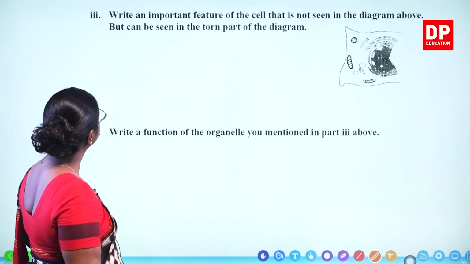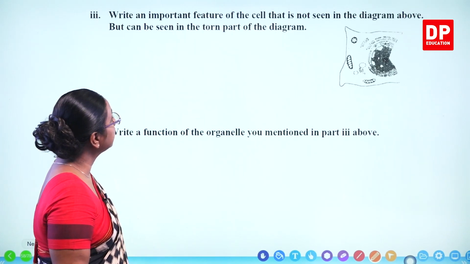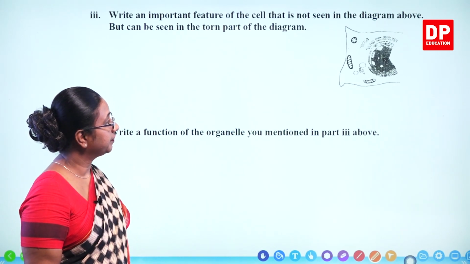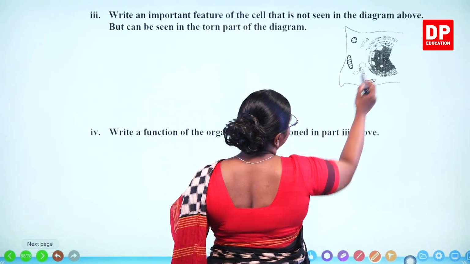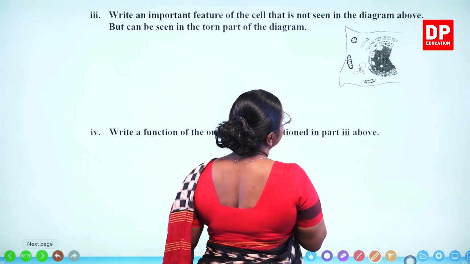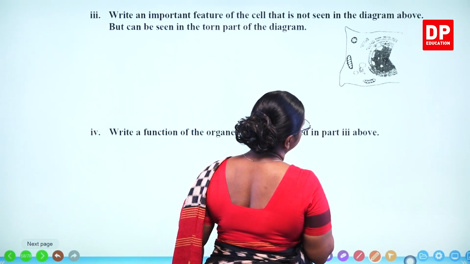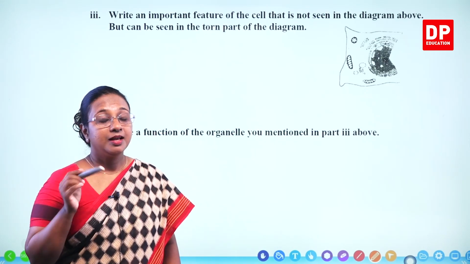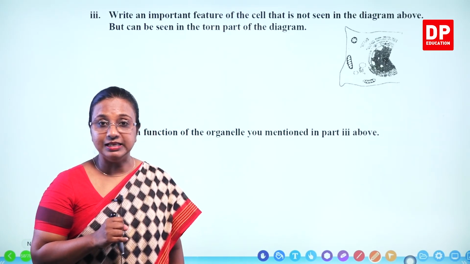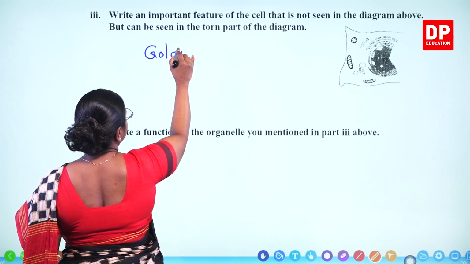The next question, write an important feature of the cell that is not seen in the diagram above but can be seen in the torn part of the diagram. So here a part of the cell diagram is given to you. Nucleus is there. Mitochondria is there, and endoplasmic reticulum is also there. What is the organelle that is missing? Yes, it is the Golgi complex. So you cannot see the Golgi complex here.